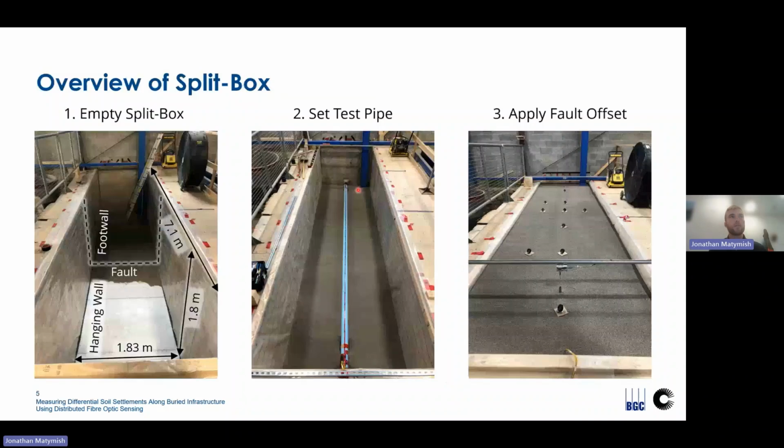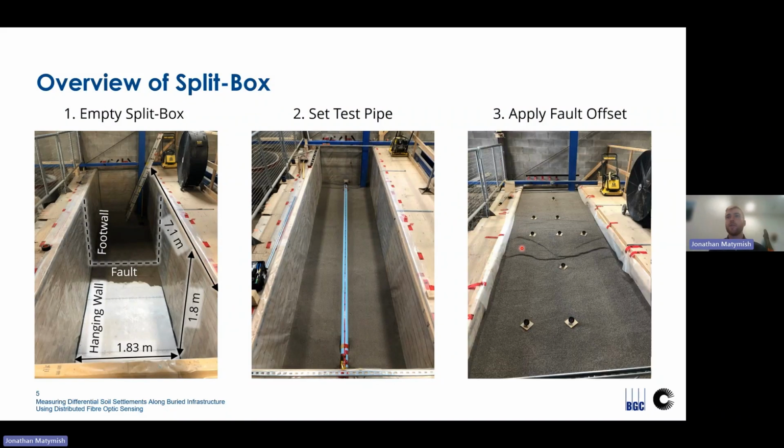So a little bit more overview on the split box before we go into the results. On the left here, we have an image of our split box before backfill, and we can see the stationary footwall side on the far end, and then our moving floor hanging wall section on the close end. In the middle here, we have a typical test pipe instrumented with fiber optic cables before backfill. And then on the right, we have our final surface elevation before applying our fault offset. And then after our test, we get the deformed profile at the surface, where you can see the settlement that's been imposed.